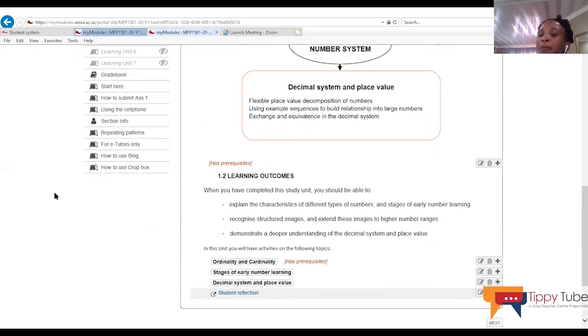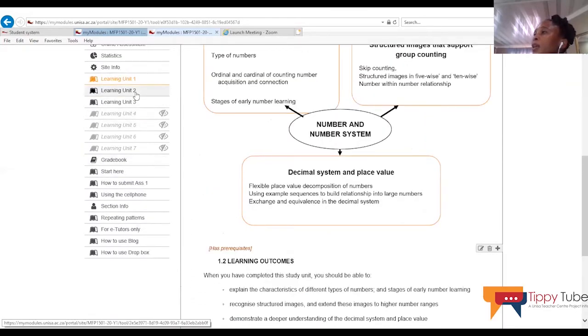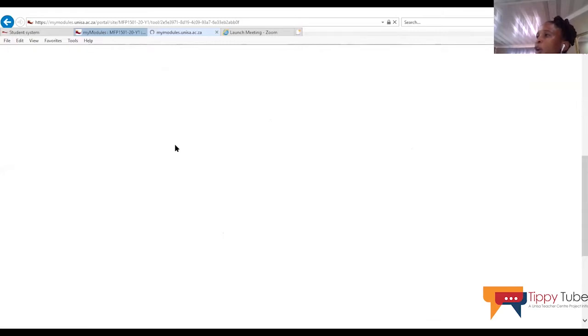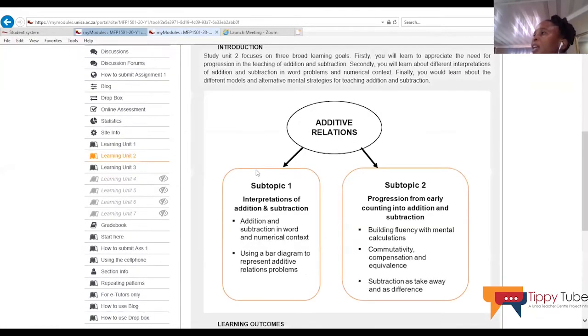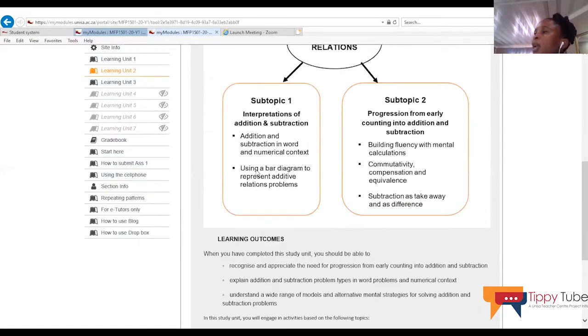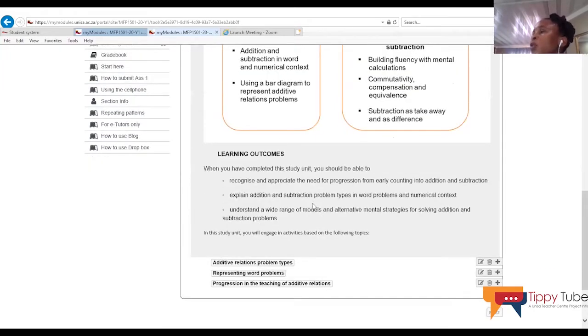Are we sharp? Absolutely. Are we okay on Learning Unit 2 on My UNISA portal? When you are there, then you click on Learning Unit 2. You can see the introduction is still the same, as well as in the study guide. So you will read the learning outcomes because they will help you to understand what is it that you need to achieve at the end of this module.